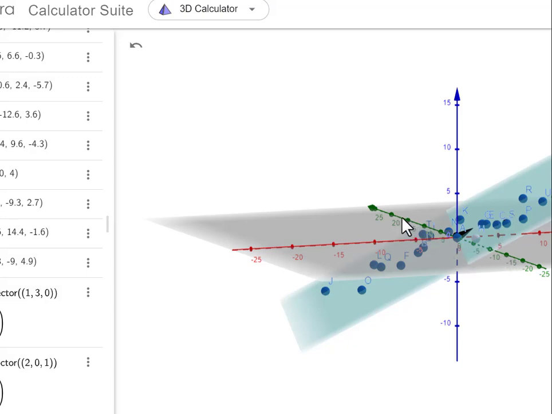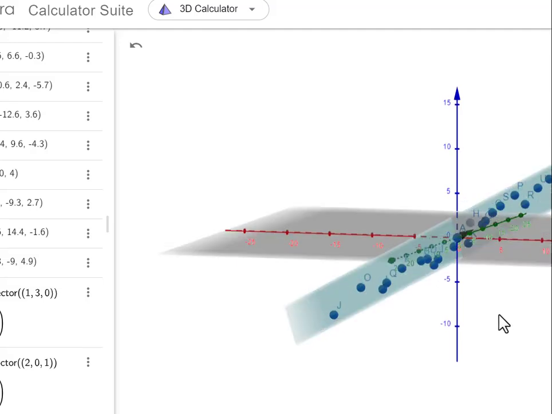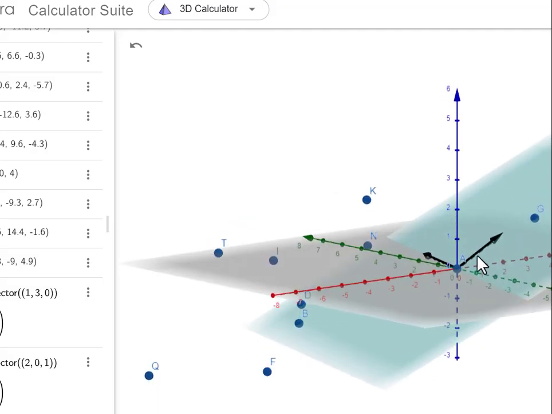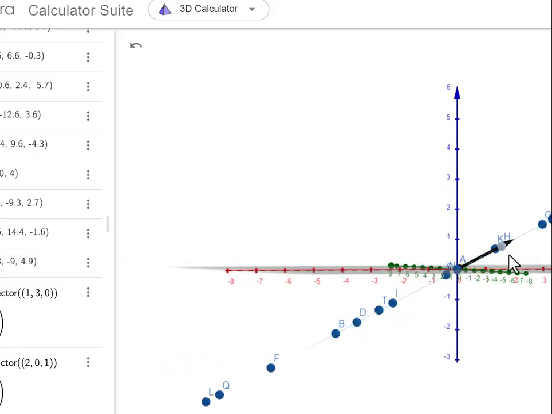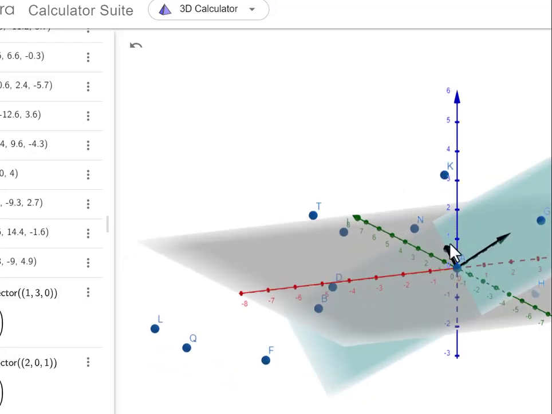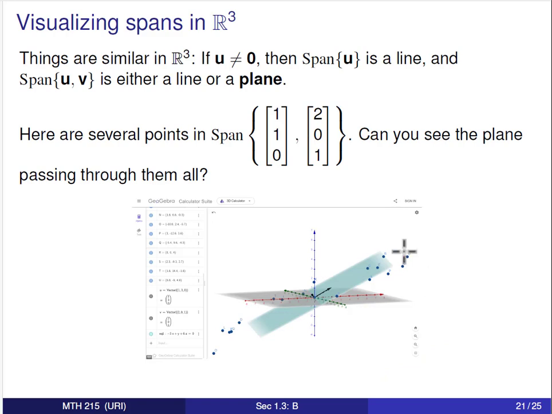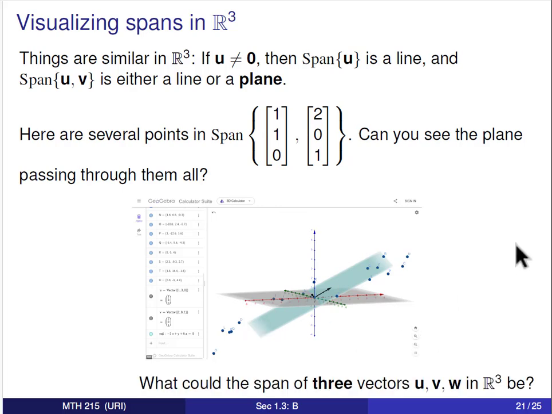Now you should ignore the little dark green dots and the red dots. They form the axes, the x and y axes, but the plane is actually pointing in such a way that the vectors I chose are both part of the plane. The other plane you see there, the gray plane, is the xy plane. So, in general, if you have two vectors, neither of which is a multiple of the other, then their span will sweep out a plane.